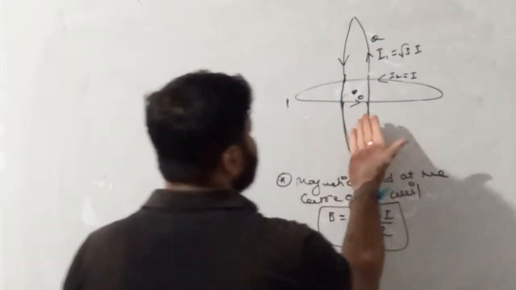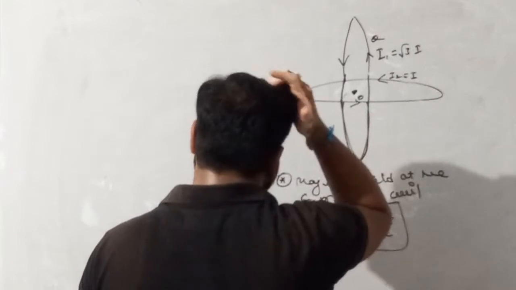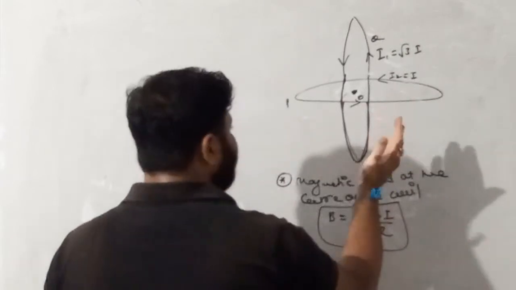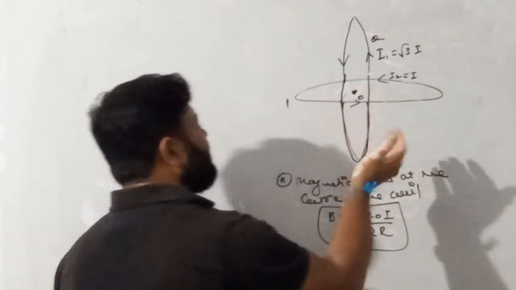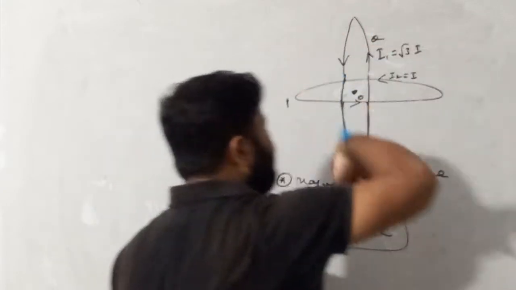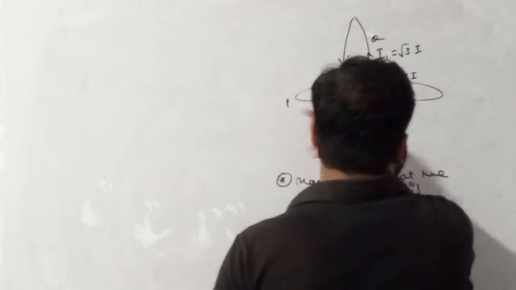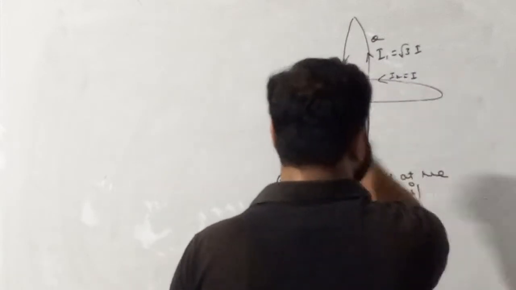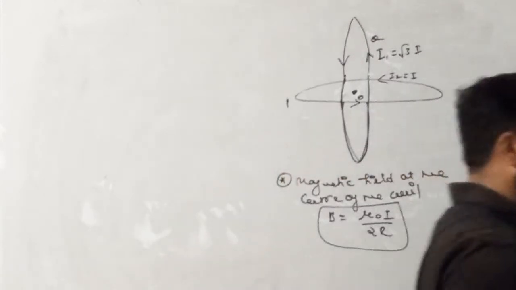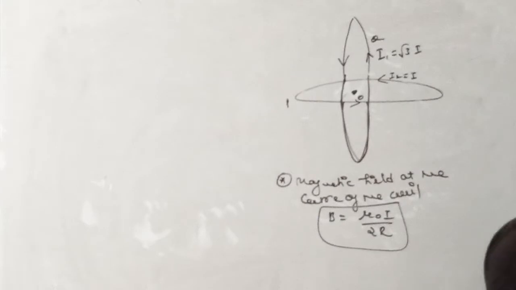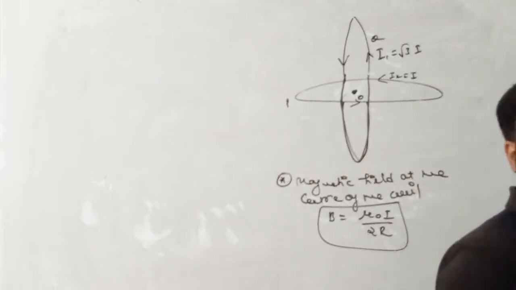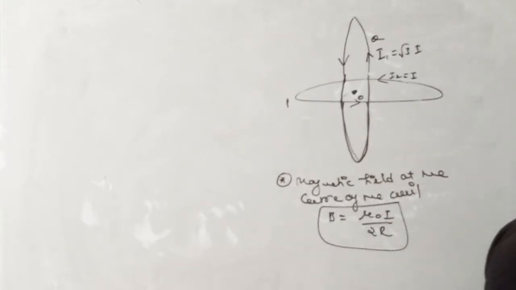So just try to understand, my dear student, how to find the direction of magnetic field. First of all, if I am talking about the Q coil, then the current will be like this, and for the P coil the current will be like this. So just try to understand the direction of magnetic field at point O, which is basically the common center for both the coils.